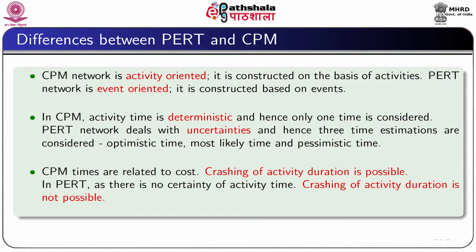CPM network is activity oriented. It is constructed on the basis of activities, whereas PERT network is event oriented. It is constructed on the basis of events. In CPM, activity time is deterministic, hence only one time is considered, whereas PERT network deals with uncertainties and 3 time estimates are considered usually: optimistic time, most likely time and pessimistic time.